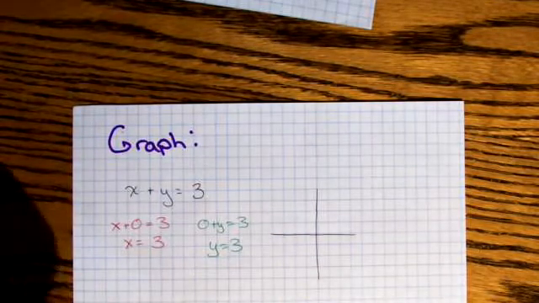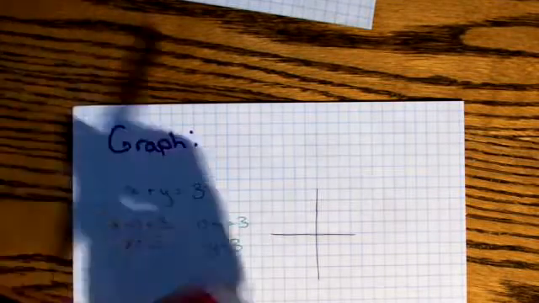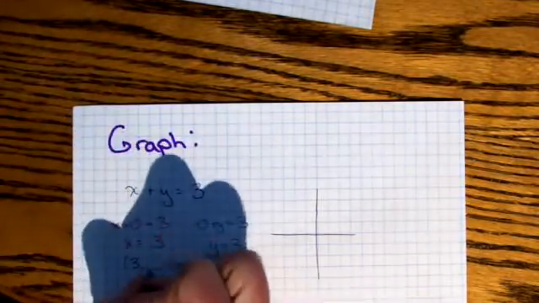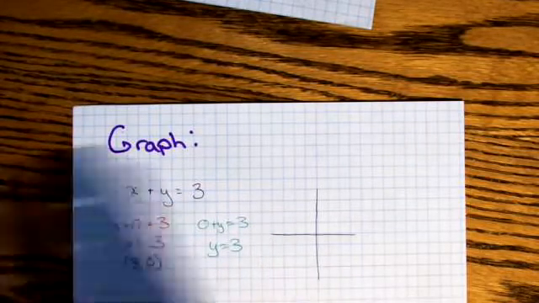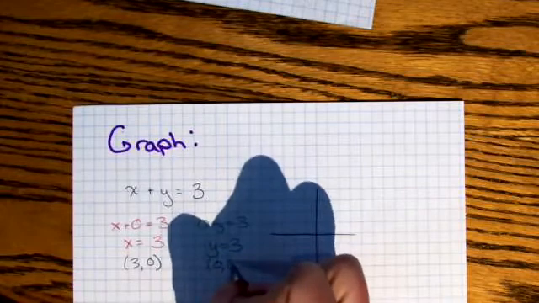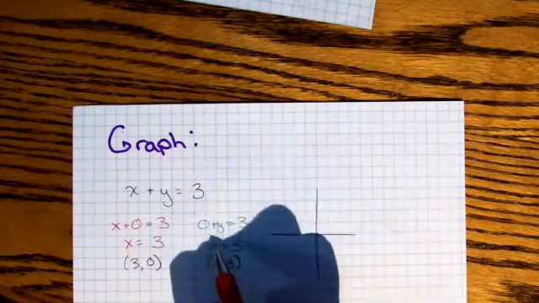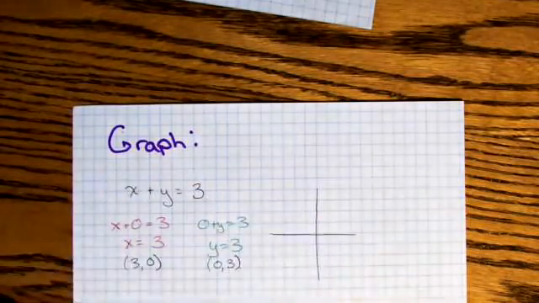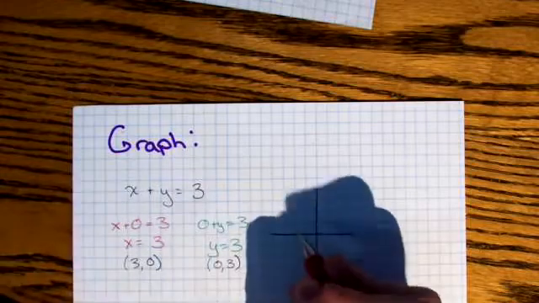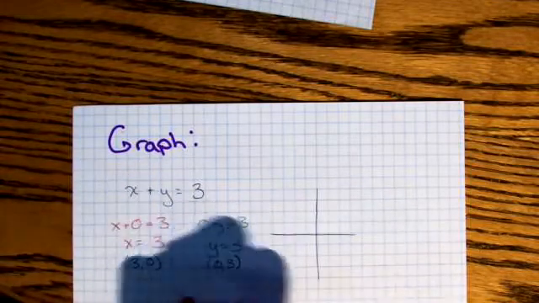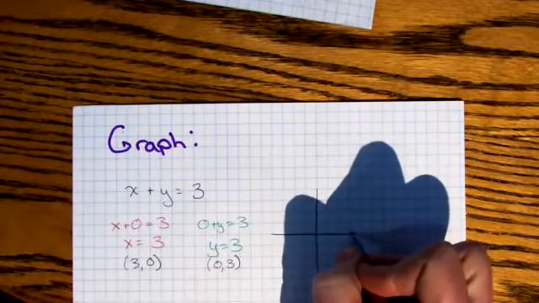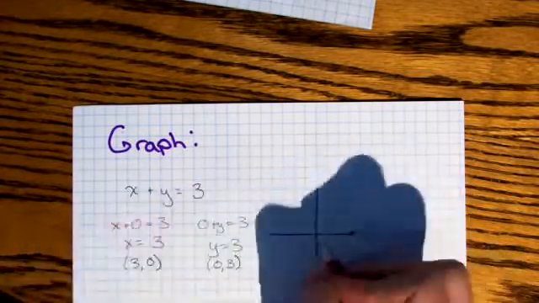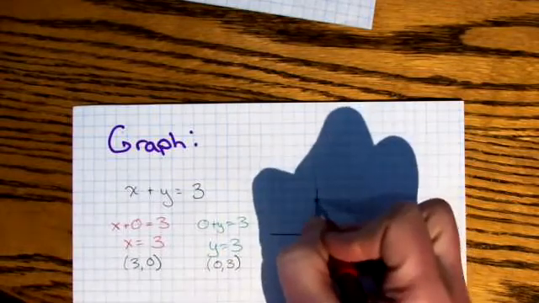So if we recall, that means this would be the point (3, 0). My y value is 0, my x value is 3. And this would be the point (0, 3), because my x value is 0 and my y value is 3. Now I just plot these 2 points. I plot the point over 3, 0. And then I plot the point over 0, up 3.